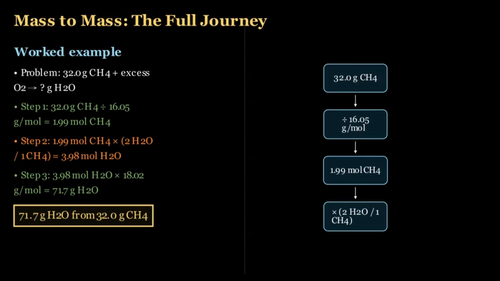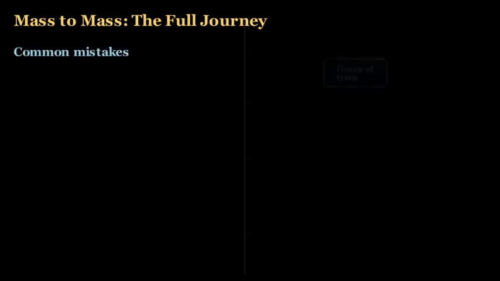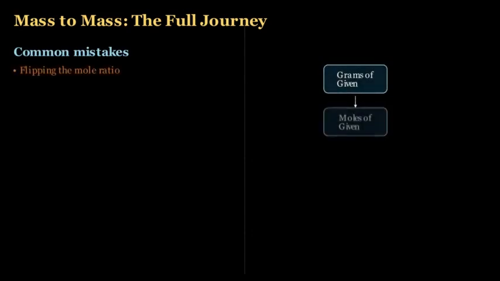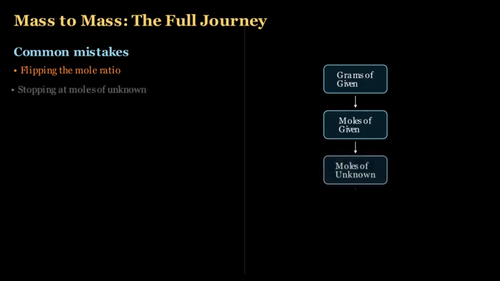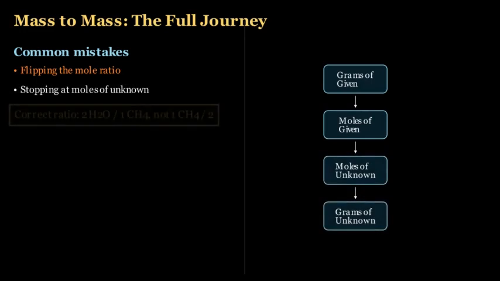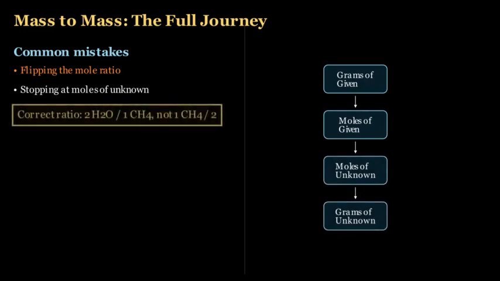The 2 most frequent errors are using the mole ratio upside down and stopping after finding moles of the unknown. If you flip the ratio, you might accidentally say 1 water makes 2 methanes, which makes no sense chemically. Always check, does the substance you want to cancel appear on opposite sides of the fraction?